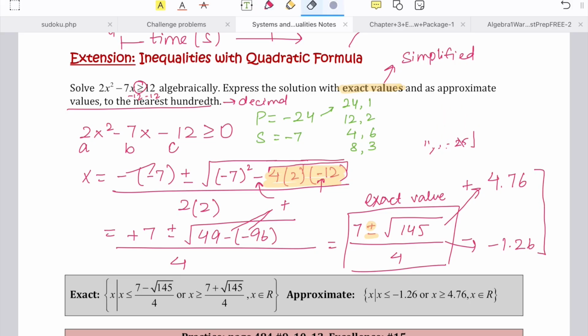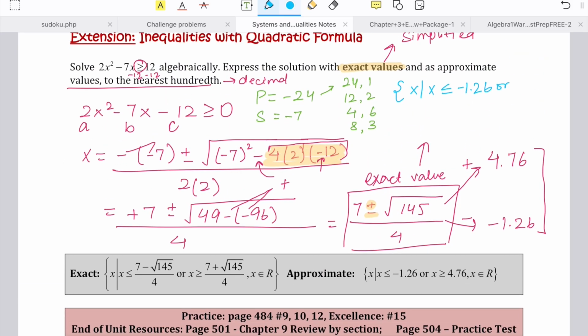I'm just going to erase this. And I'm going to say x such that x is less than equal to negative 1.26 or x is greater than equal to 4.76, x in R. Okay, or you can say negative infinity to negative 1.26 or 4.76 to positive infinity.